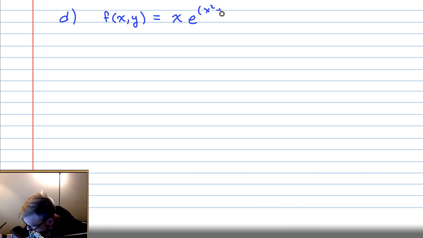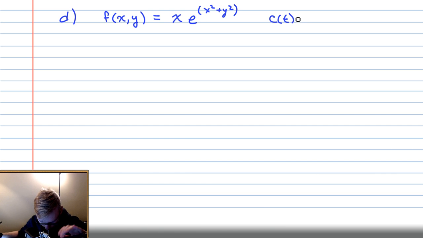Let's continue figuring out what we're going to do. 2.5 vector calc. We already did that one. We're going to do D now. Should we do it in blue or should we do it in black? Blue doesn't look that bad. Yeah, let's do it in blue. So I've got f of x,y equal to x e to the x squared plus y squared. And we've got c of t equal to t and minus t.